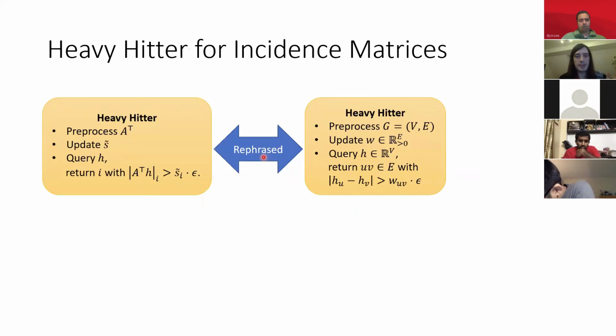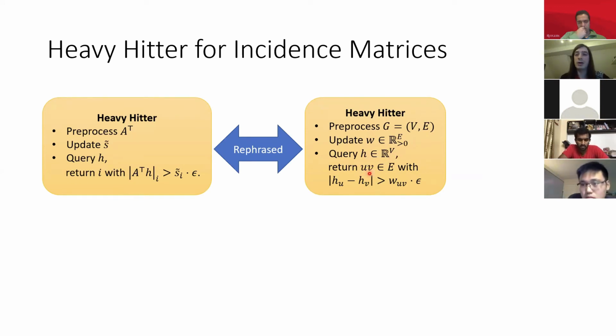All right. So the heavy hitter problem was that we are given this incidence matrix, and after some pre-processing, some vector S is going to change over time, and we try to find the large entries. If we phrase that as a graph theoretic problem, we are given a graph, which we are allowed to pre-process. We have some weights on the edges, which are going to change over time. And in every iteration, we get some vector H that is defined on the vertices.